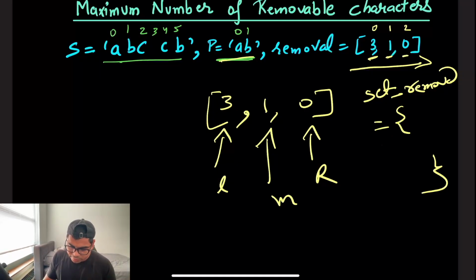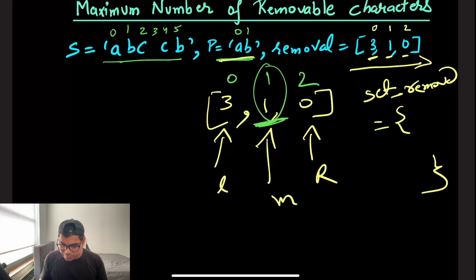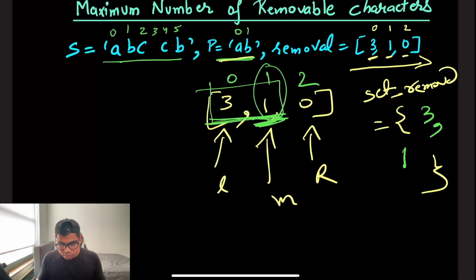So if I'm calculating the mid here, on these indexes 0, 1, 2, the mid would be 1. I'm choosing this particular value here. If I'm choosing this, that means I will add 3 and 1 to my removed set. That means I have removed all of these, and after removing these indexes from my S, is P still a subsequence of S? Subset is a different thing, sorry about that. Is P still a subsequence of S?